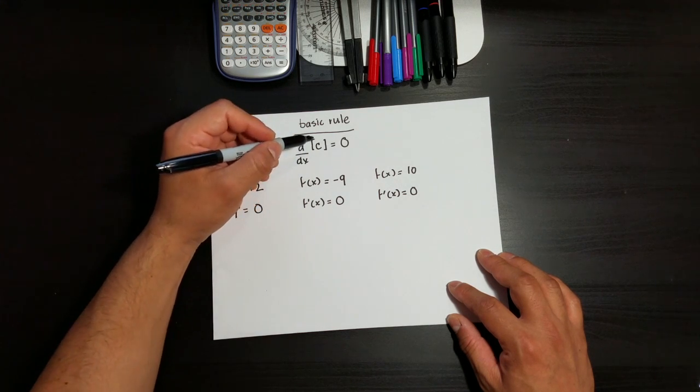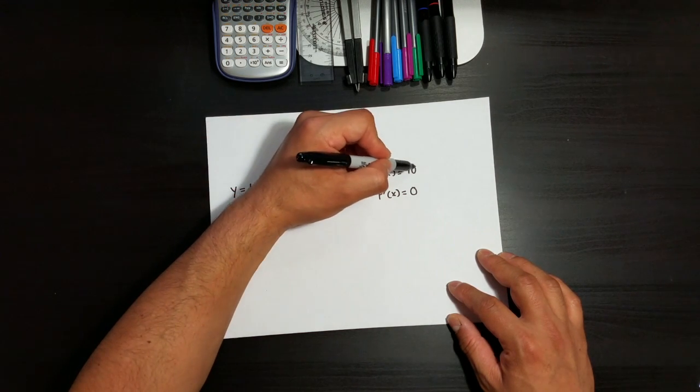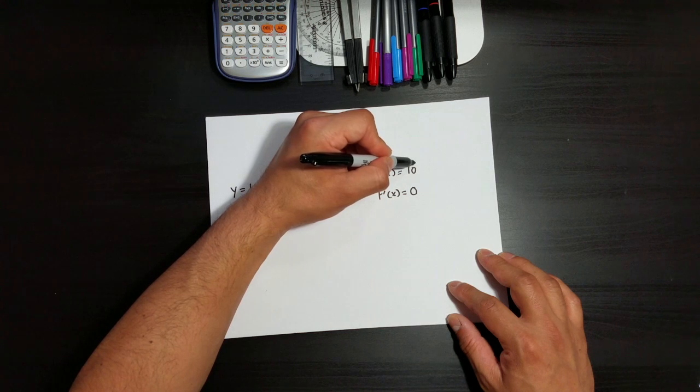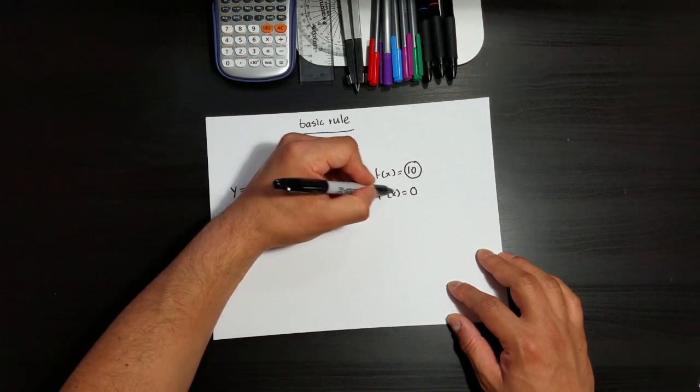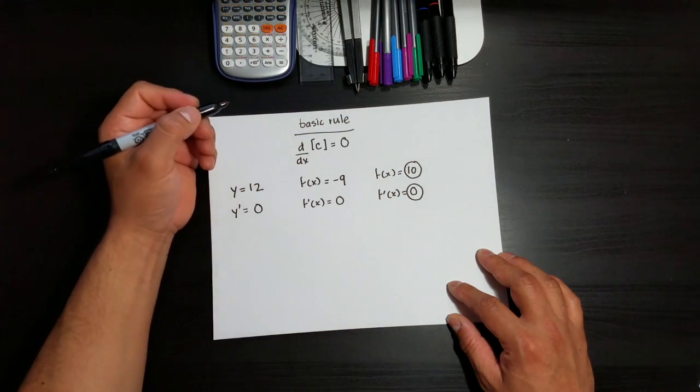So anytime you're asked to get the derivative of a number, just a single number, which is the constant, you will always get 0 as an answer.